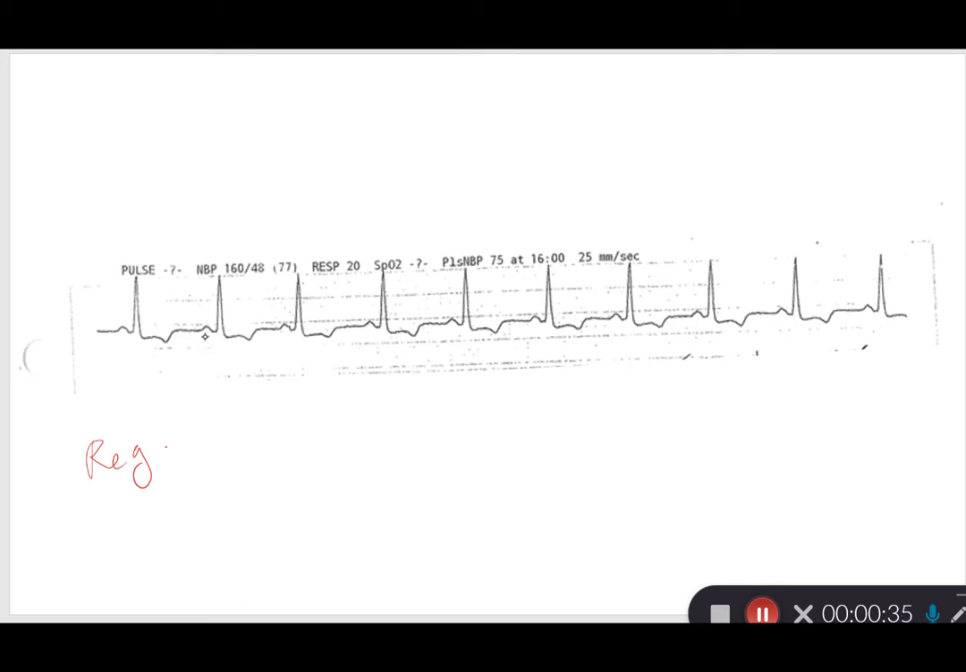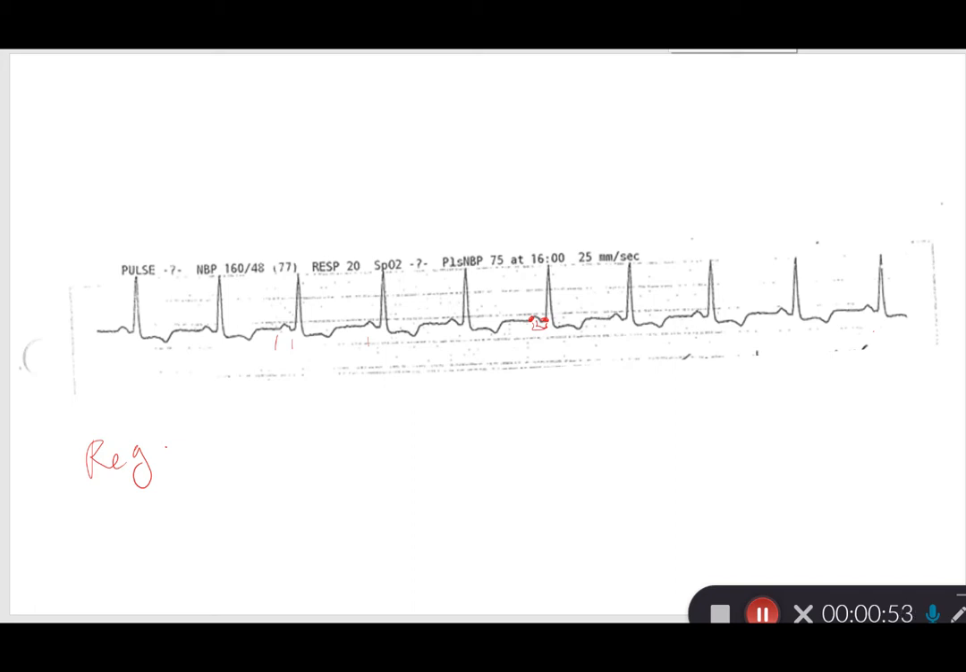My PR interval, I know it's hard to see the boxes here, but it doesn't look long or anything like that. It looks like a normal PR interval. So remember with the PR interval, we're measuring from the beginning of the P wave to the beginning of the QRS complex. So we'd be measuring from here to here.